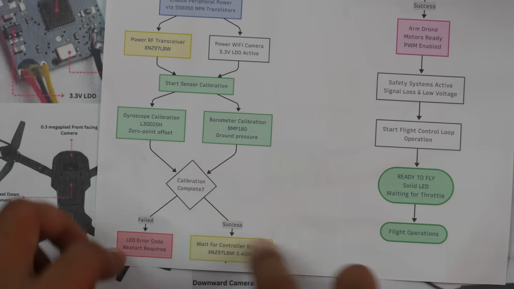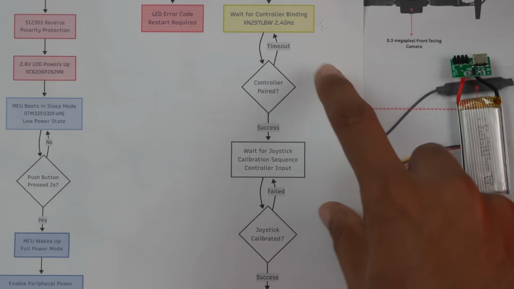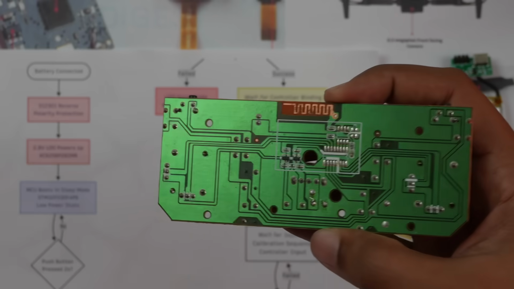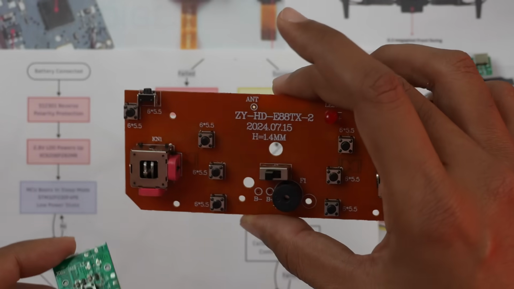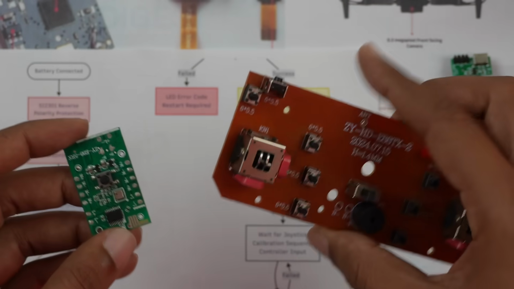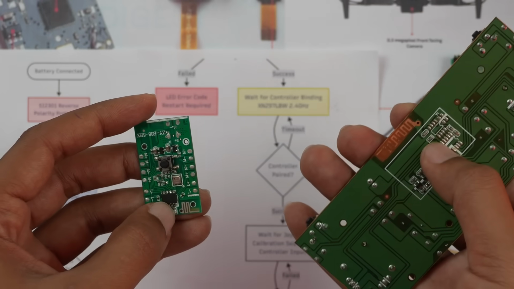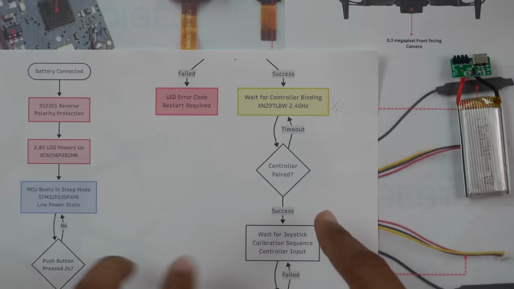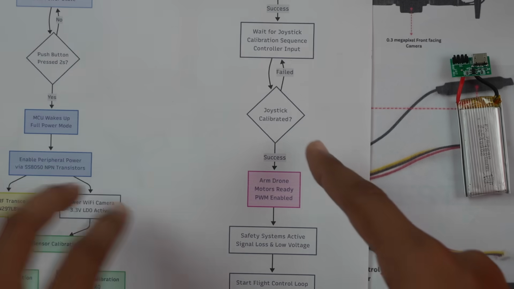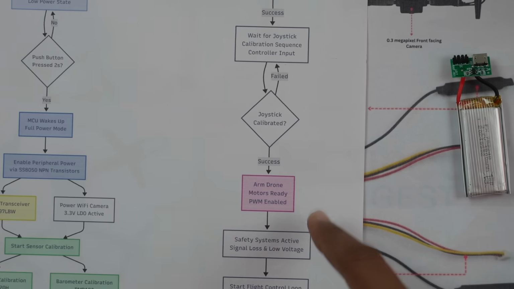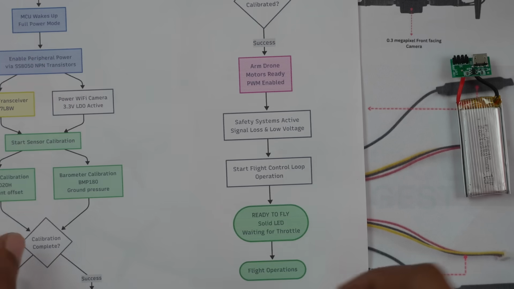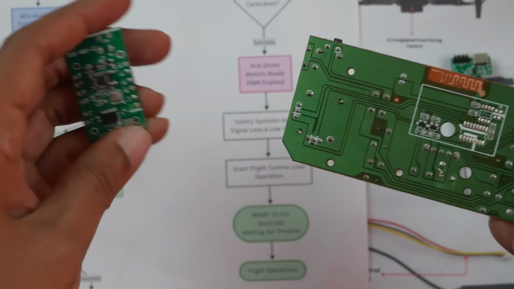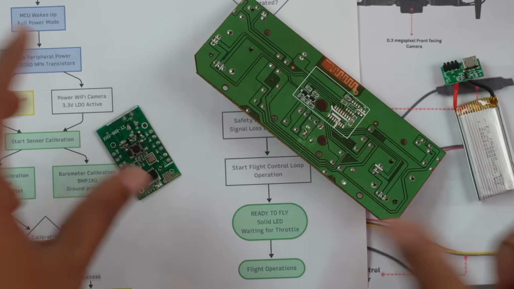And then once the calibration is completed, it's going to show some indication LED, and it is going to wait for the controller to pair. Now, if you remember our RF control remote, there is nothing like setting an address or anything like that. It's just two same ICs working on the same frequency, so any remote could pair with any flight controller. Once the pairing is done, it's going to wait for the joystick calibration, and then it's armed and ready for us to fly. So yeah, the drone looks very complicated, but when you look at the circuitry, everything is plain and simple and easy to understand.